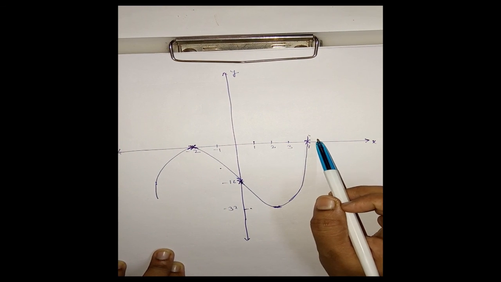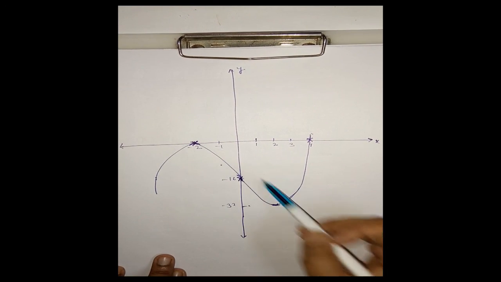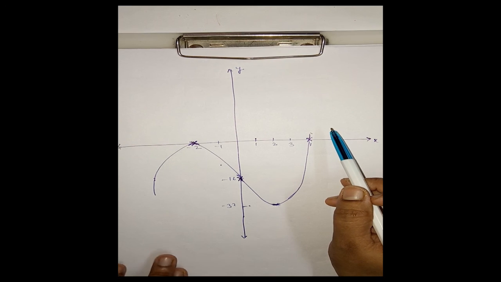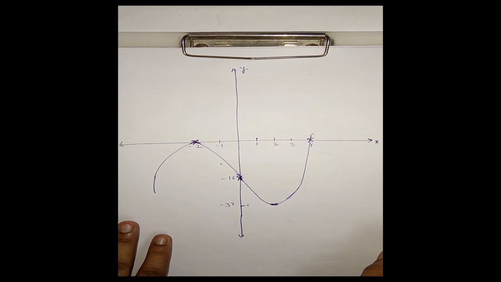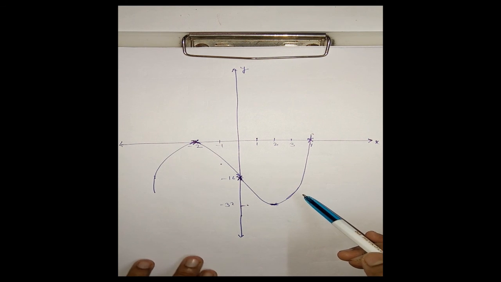These are the information we have collected from the 7 steps. Therefore, curve is of this form. This is how we have to trace a curve. Like this we have to trace a curve. Okay.